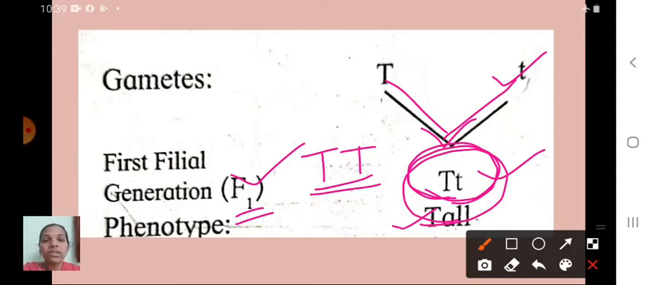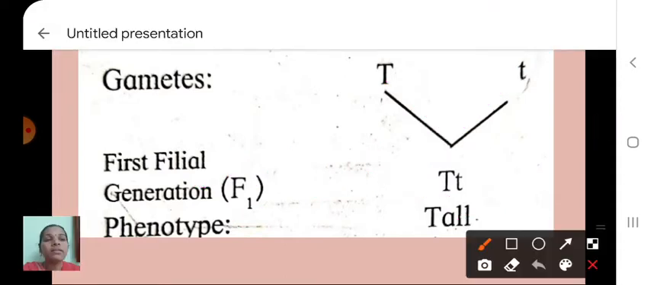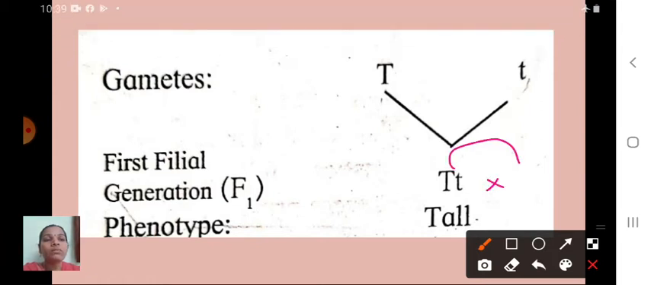Next, Mendel did a self cross of the first filial generation. That means this one will cross with this one by itself. Okay, children, what will happen that time? We will see.